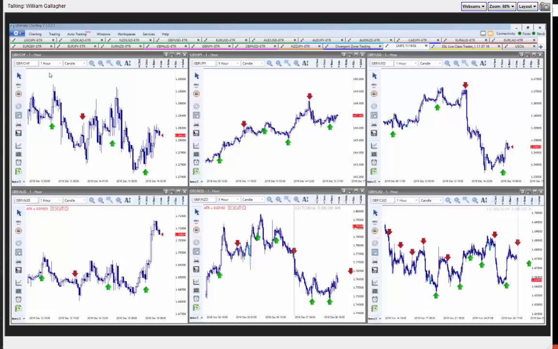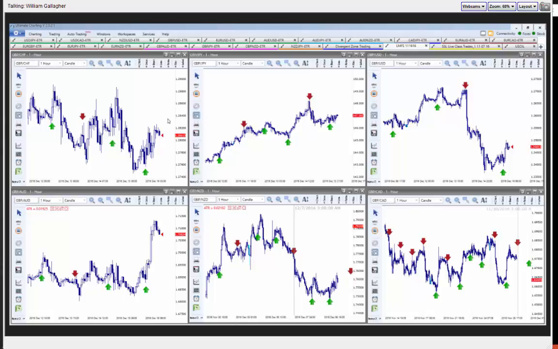Now we're going to utilize this on these 6 currency pairs as I showed you. The Great British Pound Swiss franc, the Great British Pound Japanese yen, Great British Pound US dollar, Great British Pound Australian dollar, Great British Pound New Zealand dollar, and the Great British Pound Canadian dollar. As you can see, these are all on a 1 hour time frame.